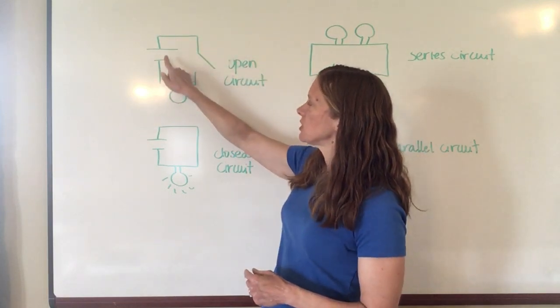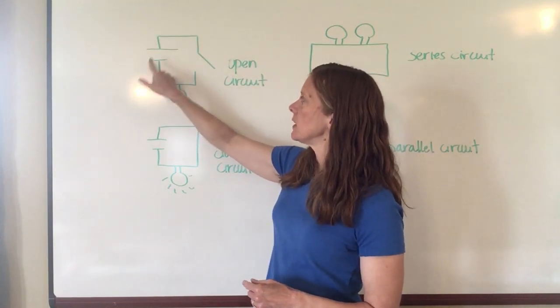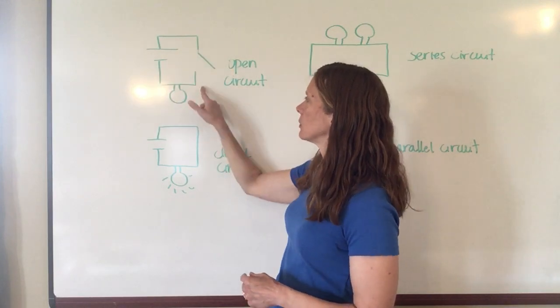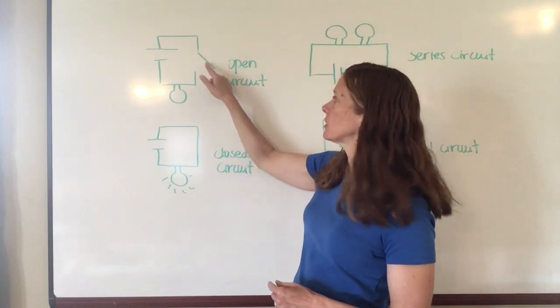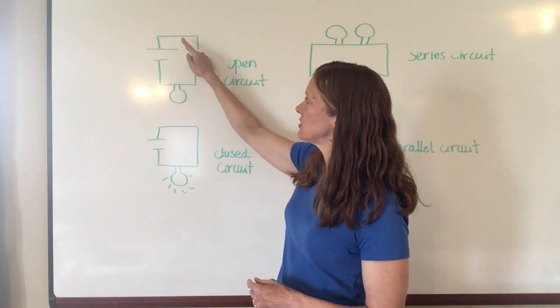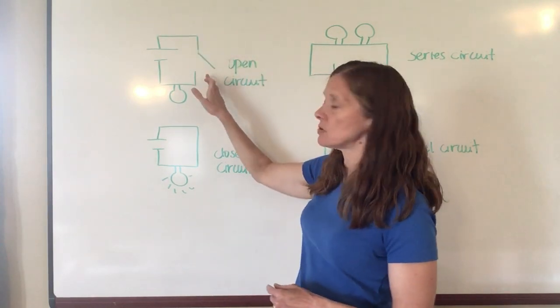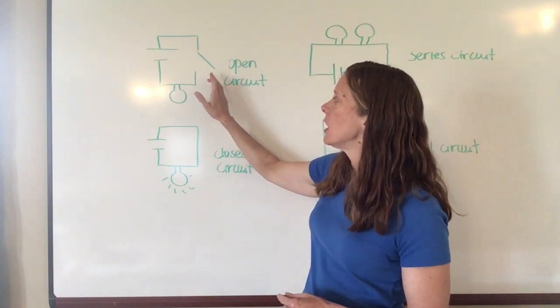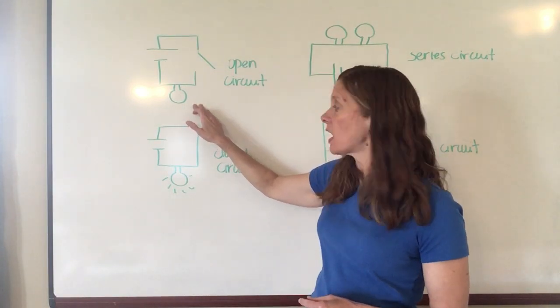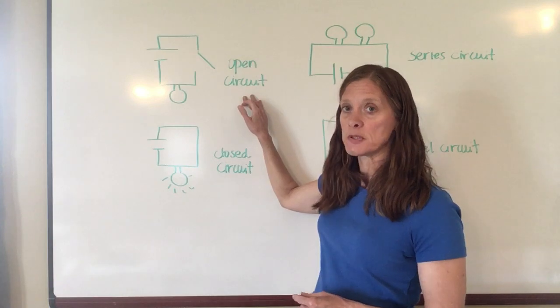In this particular case, you can see my battery right here, and you can see the wire not making a complete circuit. Because the electricity can't get all the way from the negative to the positive, there's no way for the electrons to flow. So that means that this light bulb will not light, and this is called an open circuit.